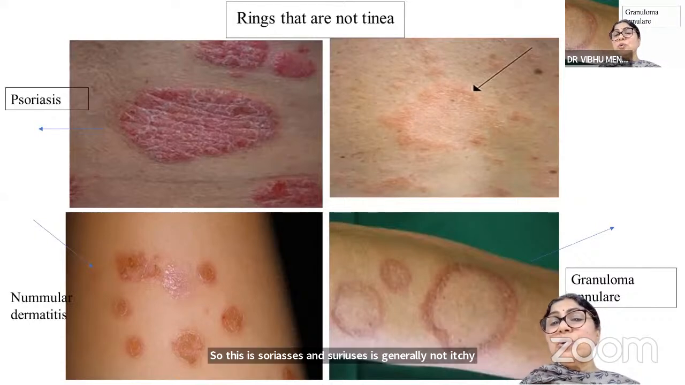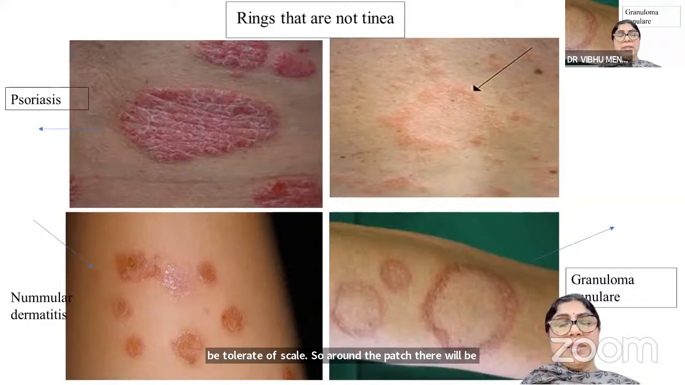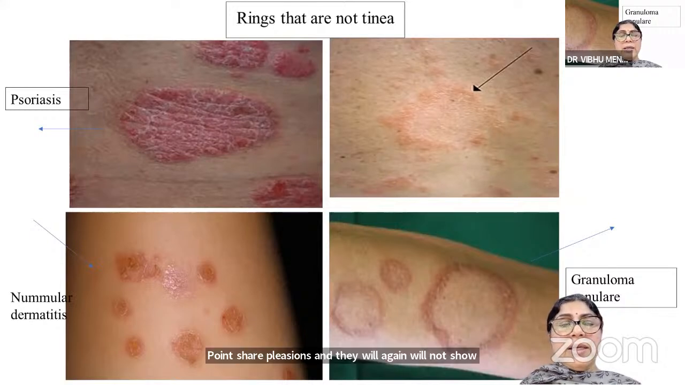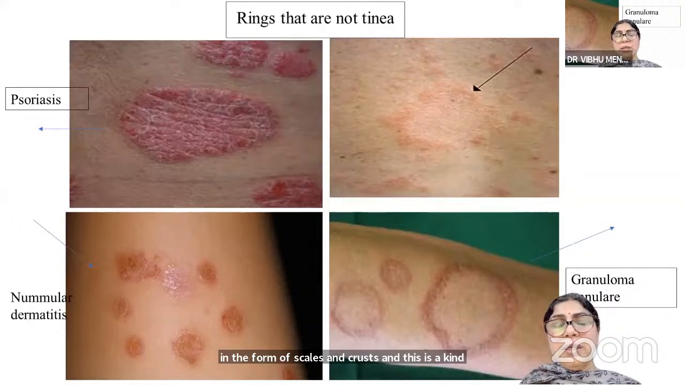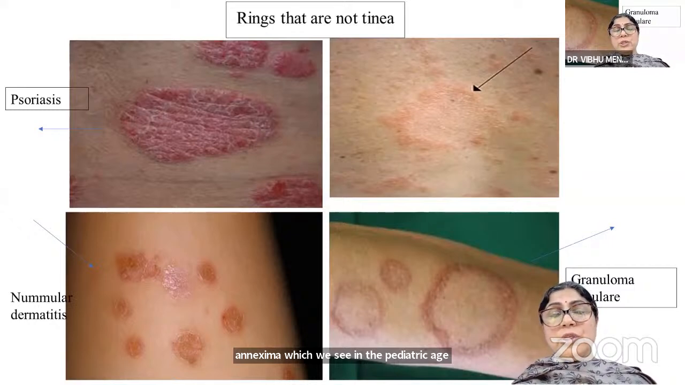Then we have pityriasis rosea, again ring-shaped patches, but they are present on the back. They are not so erythematous, and the scaling also will just be a collarette of scales. So around the patch, there will be some scales present. You have nummular dermatitis. You see coin-shaped lesions, and they again will not show an active edge, and they will have these surface changes in the form of scales and crusts. And this is a kind of eczema which we see in the pediatric age group in those children who have a history of atopy.